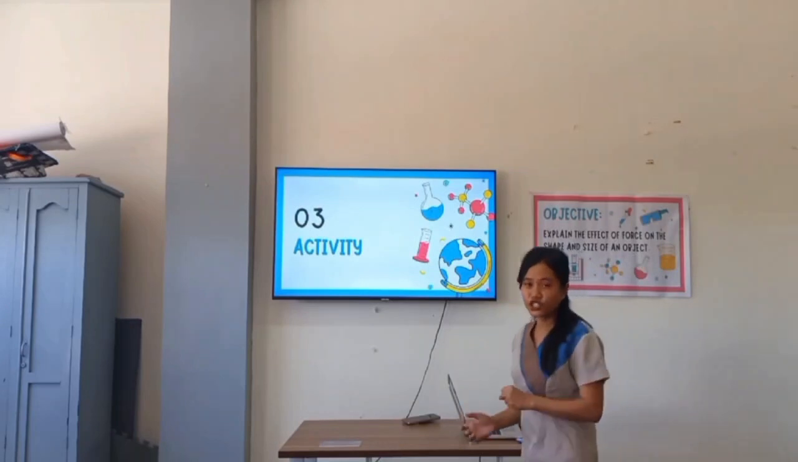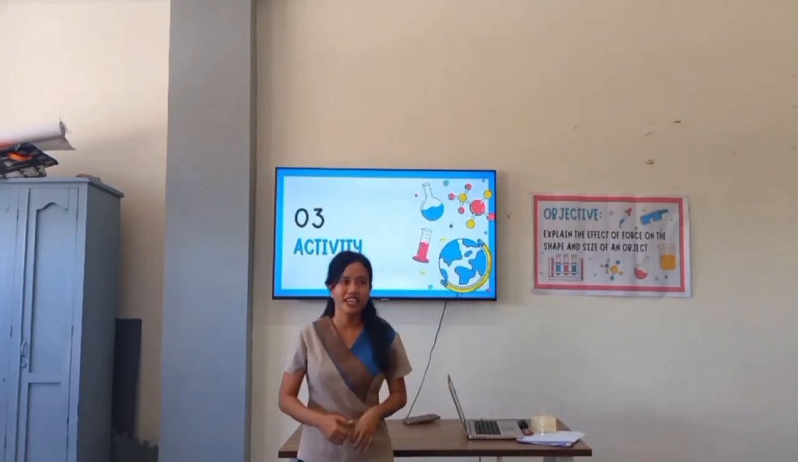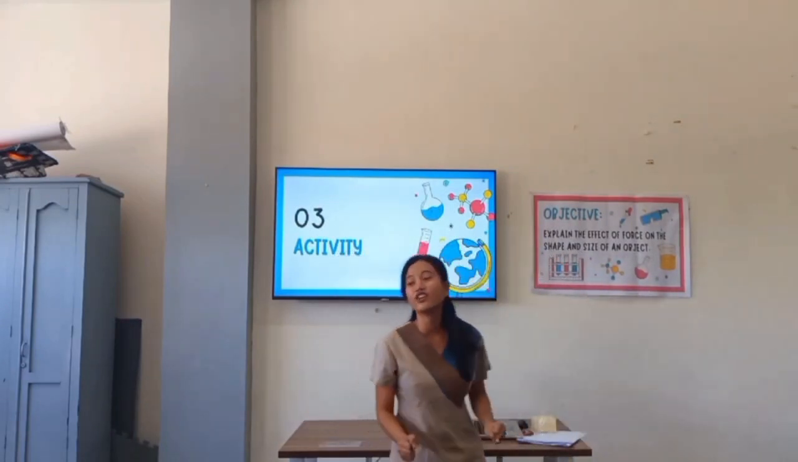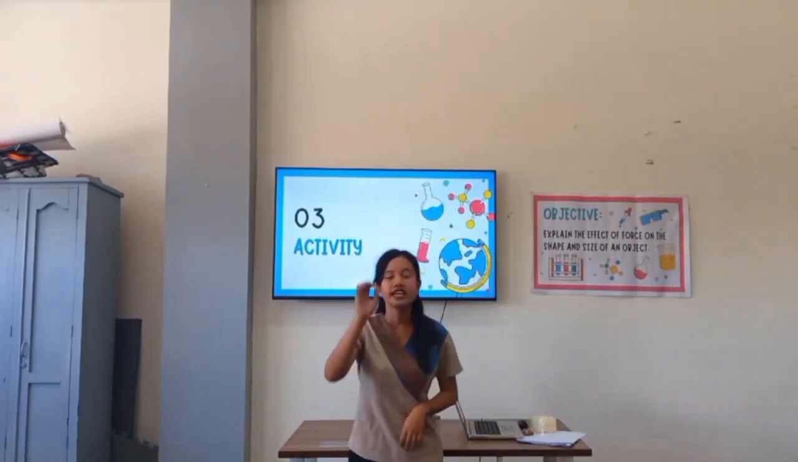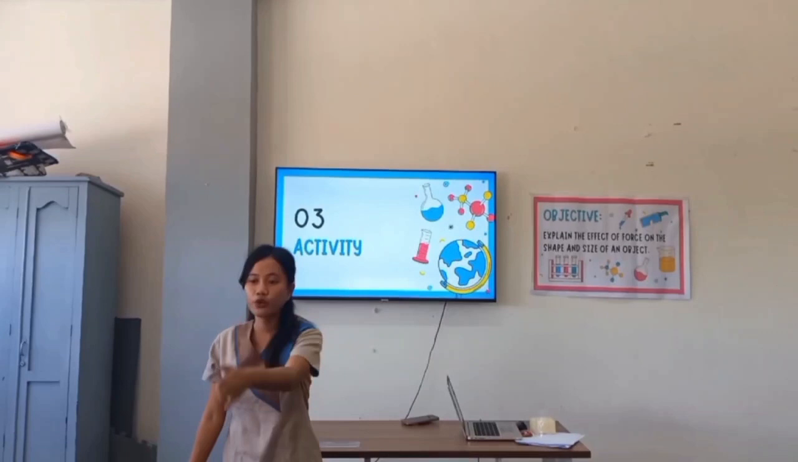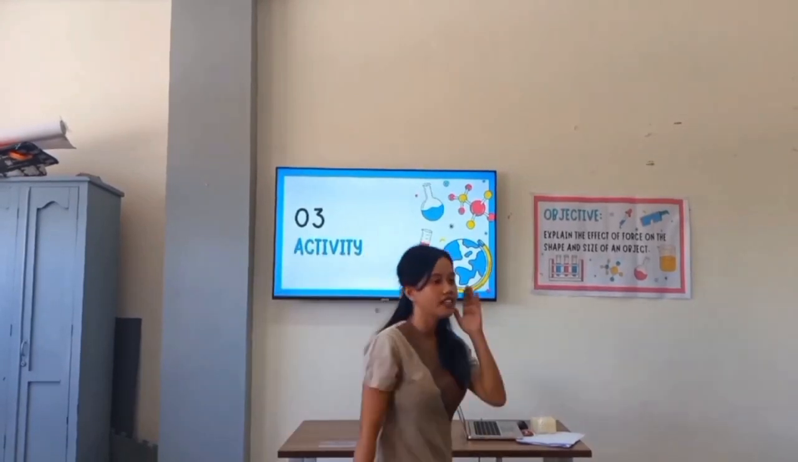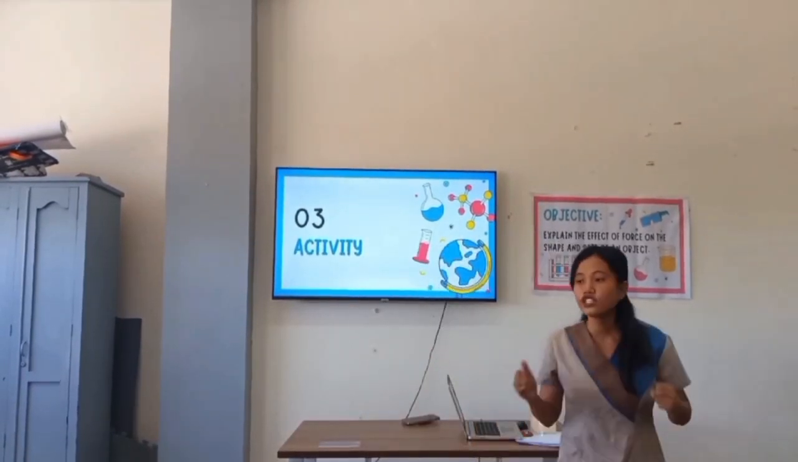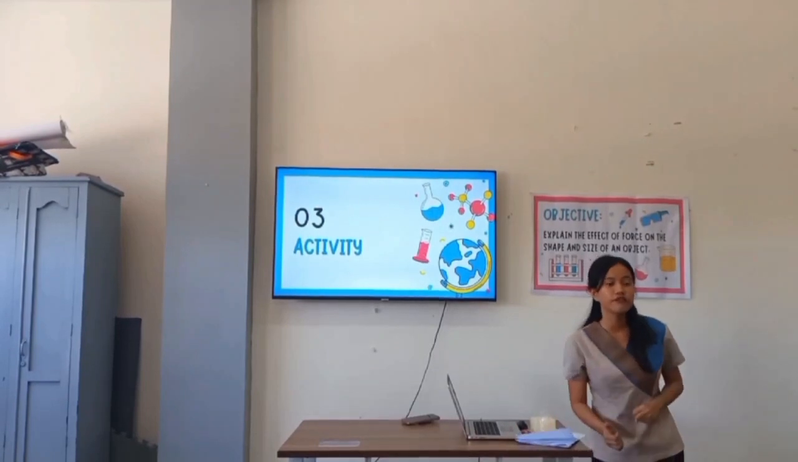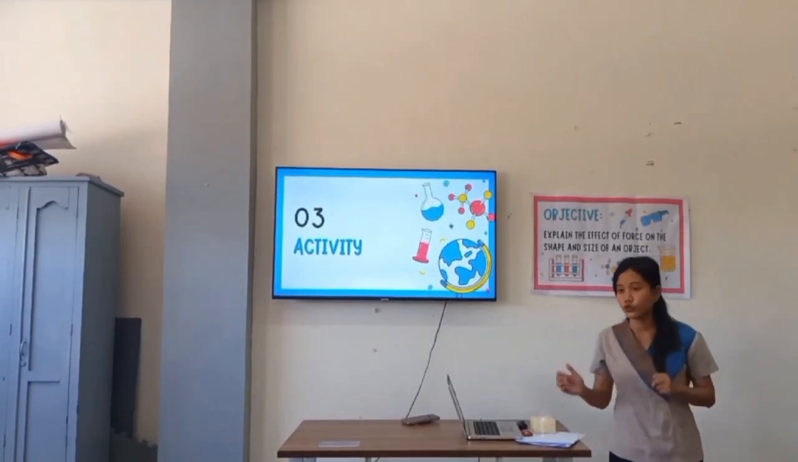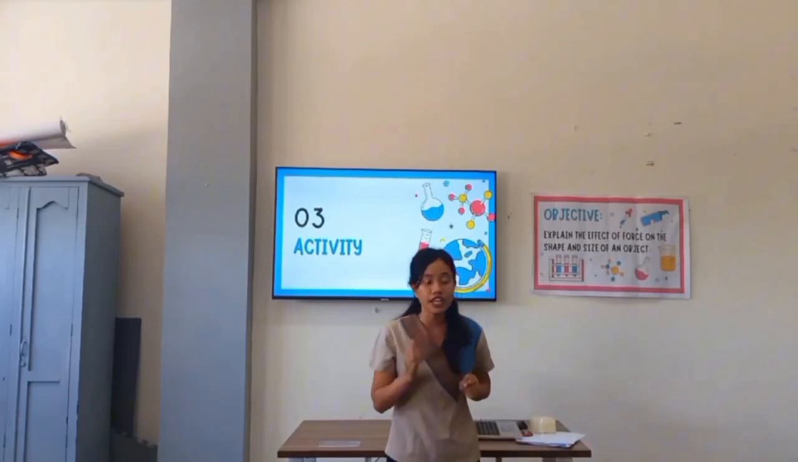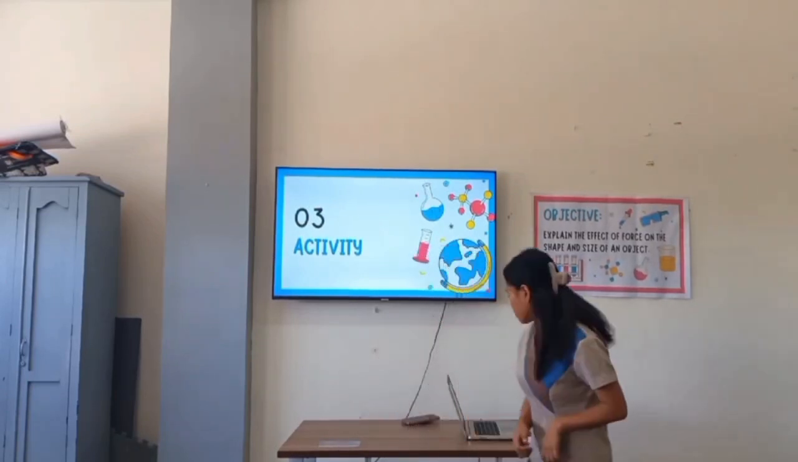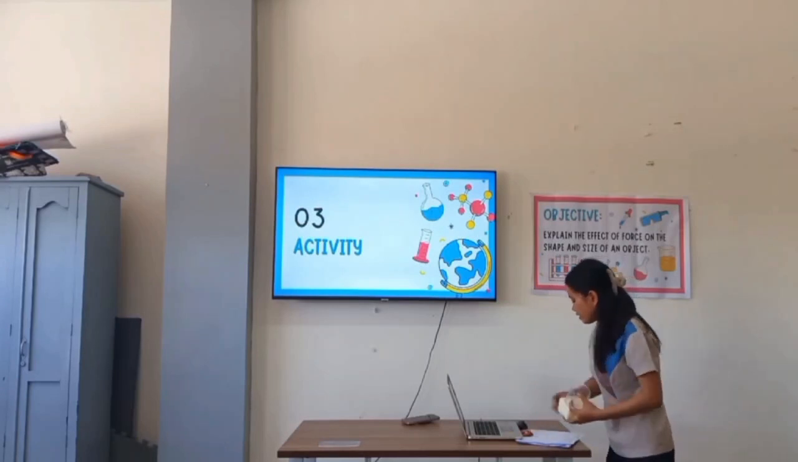And now, let's jump to our next activity. This is a group activity. I will divide the class into 4 groups: group 1, group 2, group 3, and group 4. For each group, I will give materials for you to observe and an activity sheet for you to jot down your observations. I will distribute it.